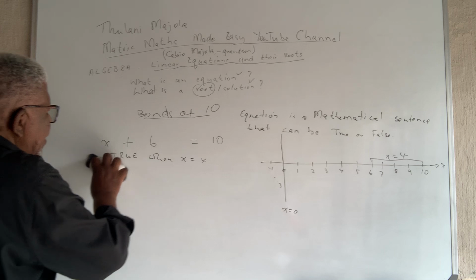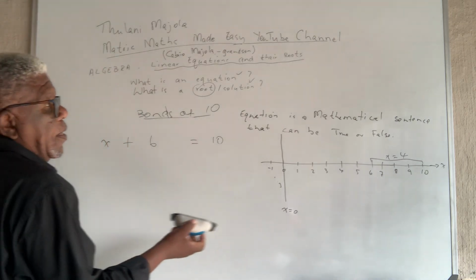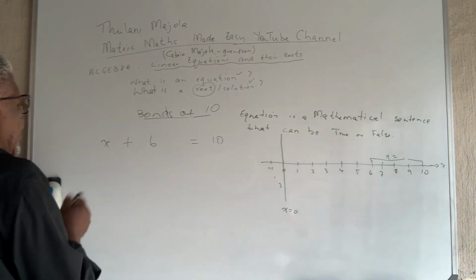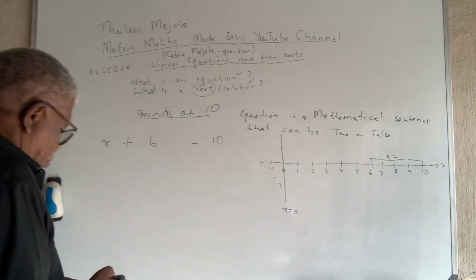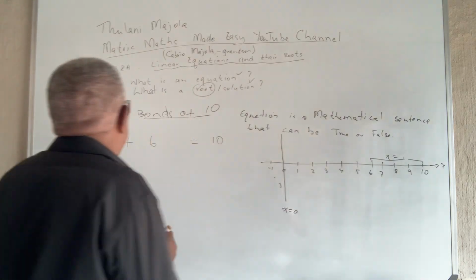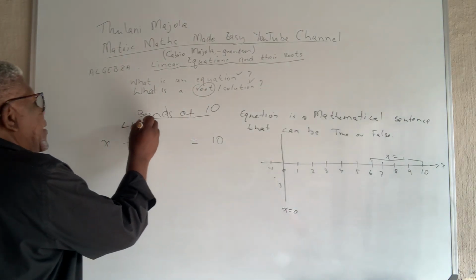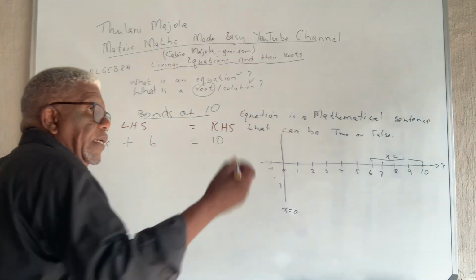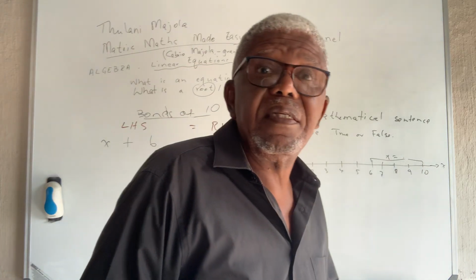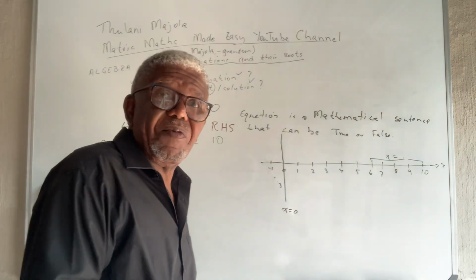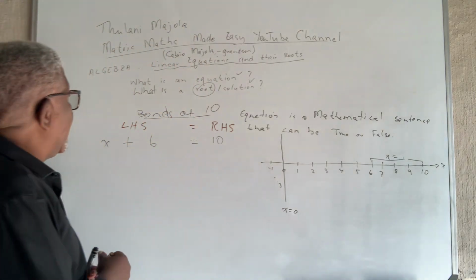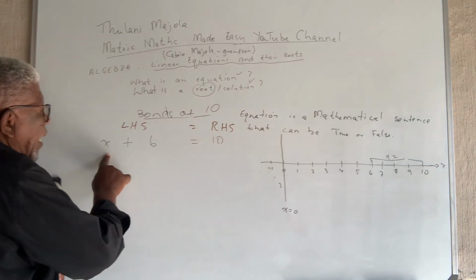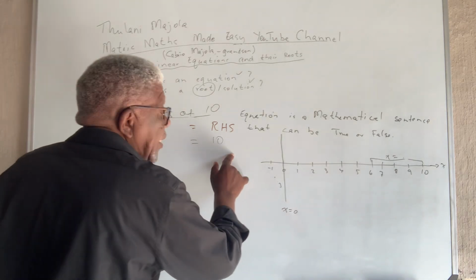Now what happens if x is, okay, now we also introduce something. We've got your left hand side and right hand side. This is what I'll be working with throughout my maths presentation, algebra, geometry, whatever. So, left hand side equals right hand side. What value of x will make the left hand side equal to the right hand side?